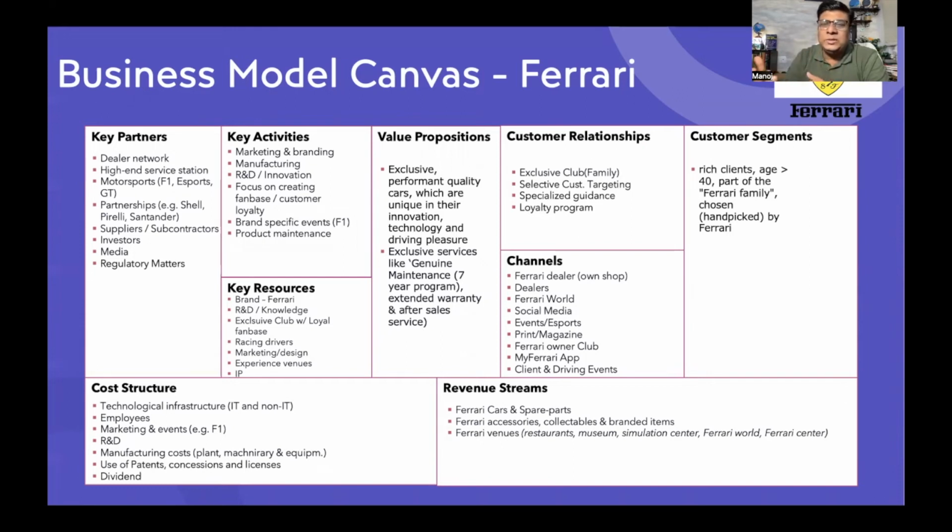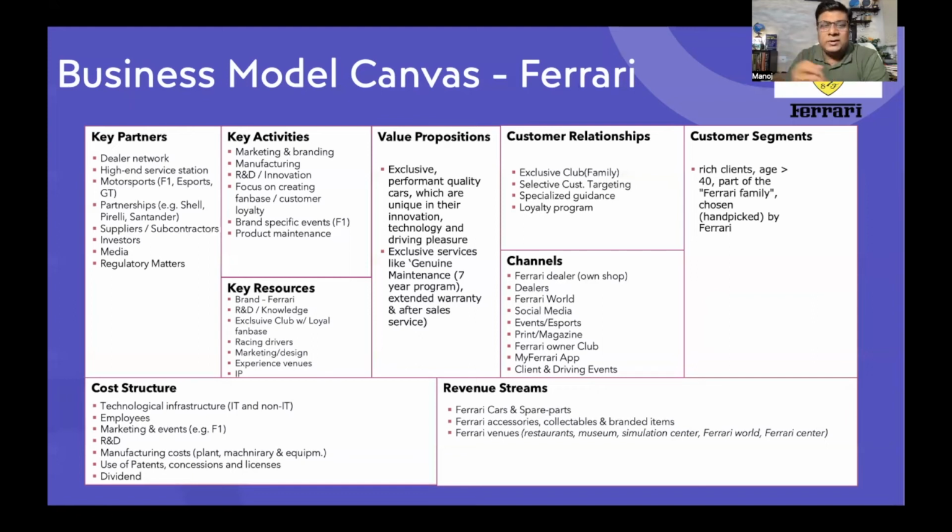For customer relationships, they have an exclusive club membership, specific customer targeting, specialized guidance, loyalty programs and more. The channels through which they connect with customers include Ferrari dealers and the dealer system, DMS, Ferrari World, social media, events, sports, print and magazines. There are a lot of channels through which they connect with the customer. And what type of customers are they targeting, the customer segmentation? They always talk about customers who are rich, mid-aged or older, around 40 years and above, part of the Ferrari family, and handpicked customers.